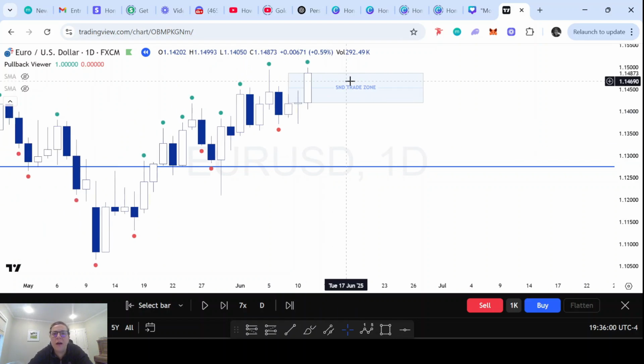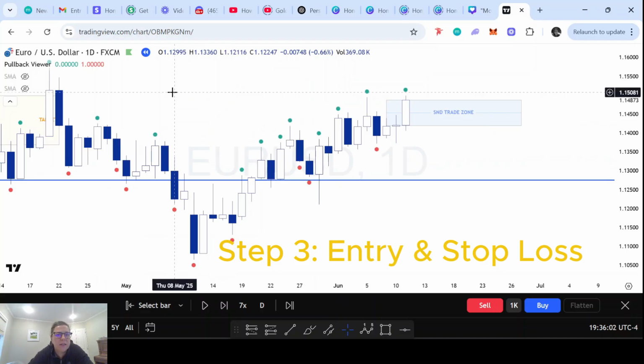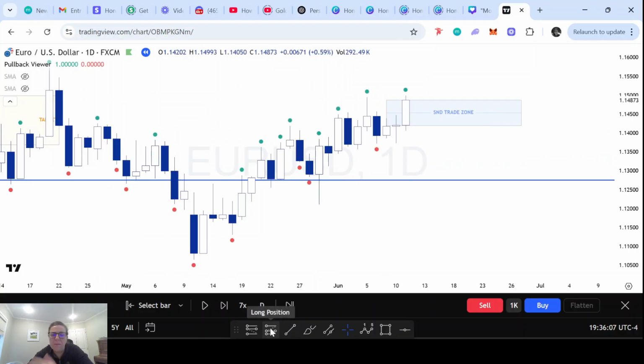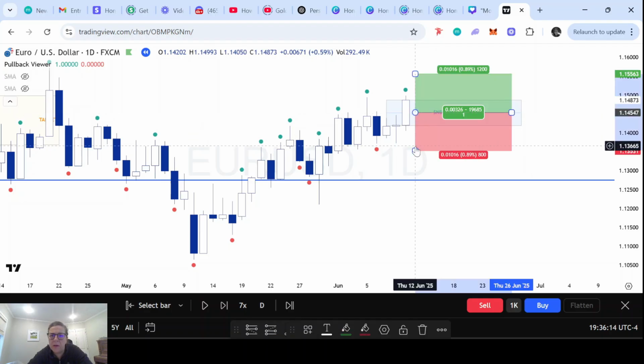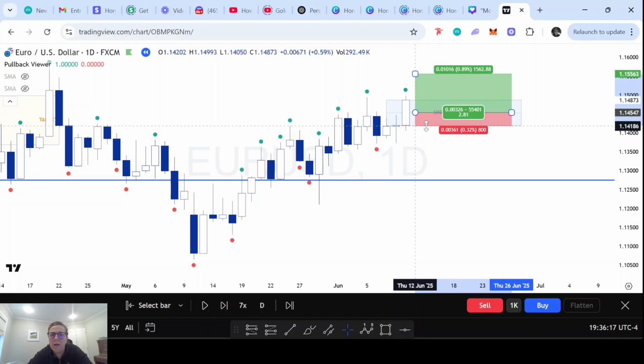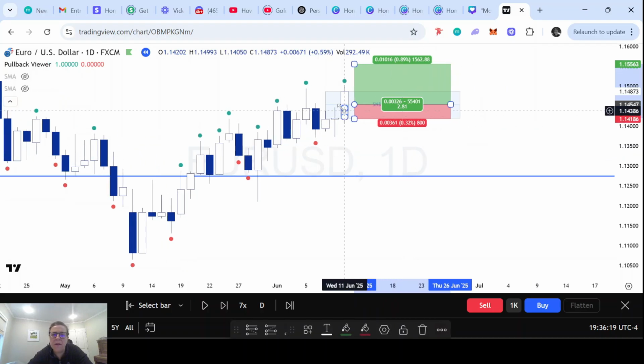Now, from here, we're going to place our entries. So step 3 is placing our entries. And it's that simple. We don't look at any more analysis beyond this at this point. Okay, so we're going to put our trade up there. As you know, you place this block on the body of your break candle, and then we place the entry at 50% as the default, and the stop loss goes at the opening of this candle.